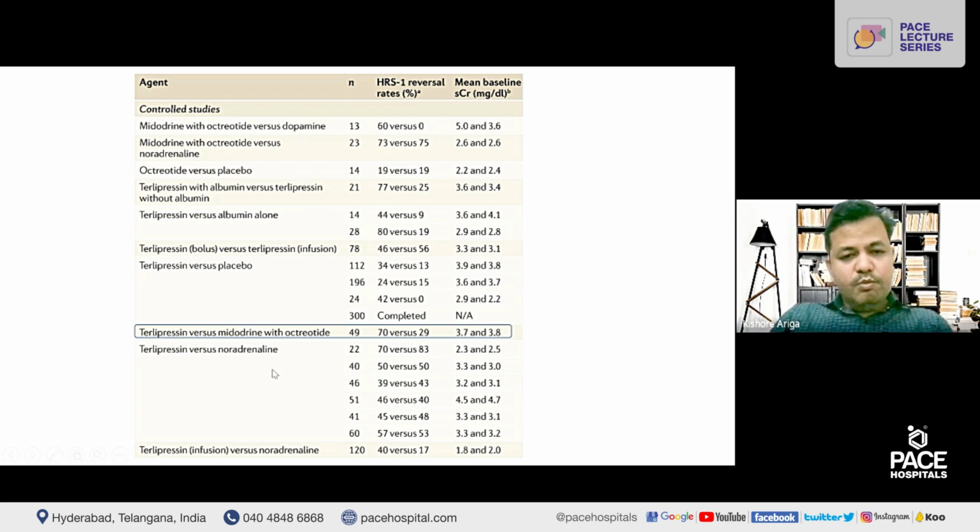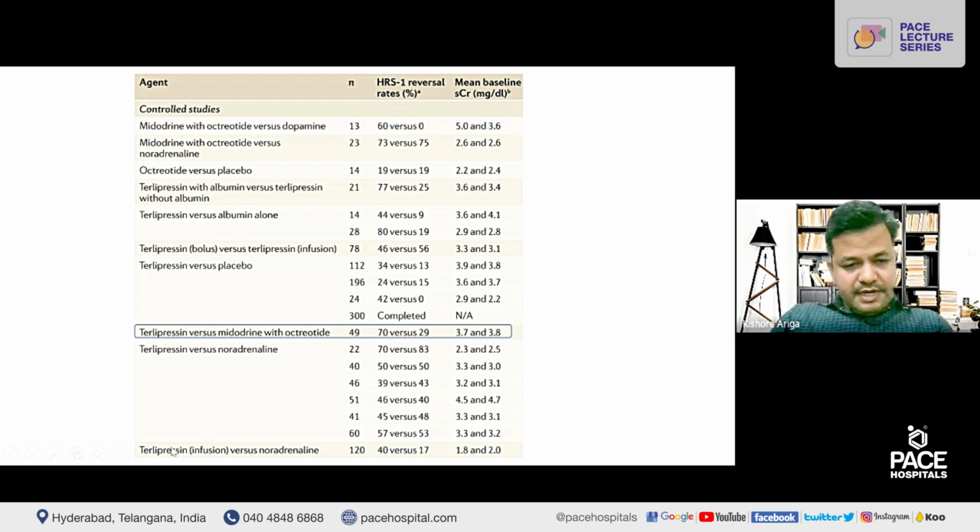Noradrenaline we start at 0.5 milligram per hour and up to 3 milligram per hour we can give. This needs an ICU stay and central line, whereas terlipressin can be given in wards and it can be given through a peripheral line. That we need to keep in mind. But the response rates are almost equal when compared to terlipressin. But the number of studies with noradrenaline is less in comparison to terlipressin.